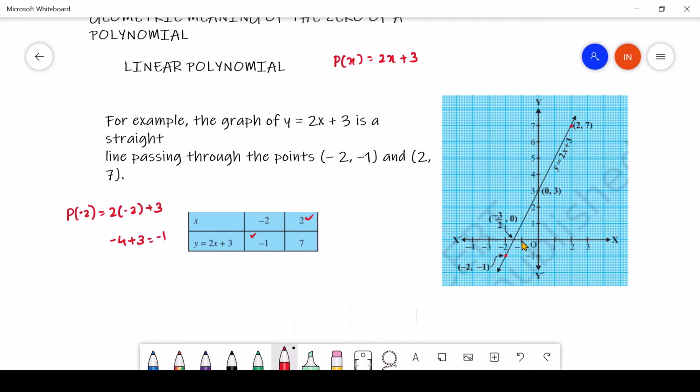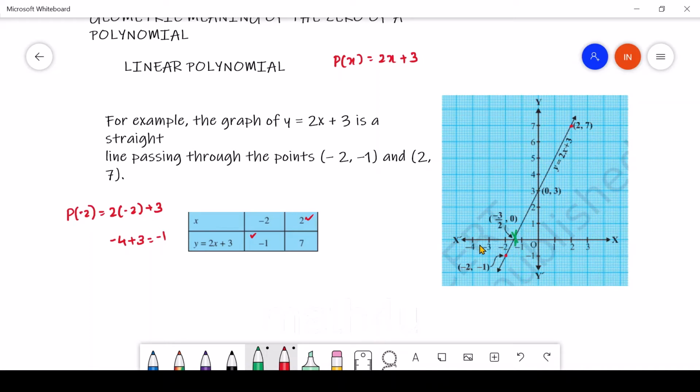And how can we understand how many zeros there are? Look at this. You have to check where the graph, y is equal to 2x plus 3, meets the x-axis. So where it meets, you can see here it meets at negative 3 by 2, 0. So it meets at negative 3 by 2 and 0.